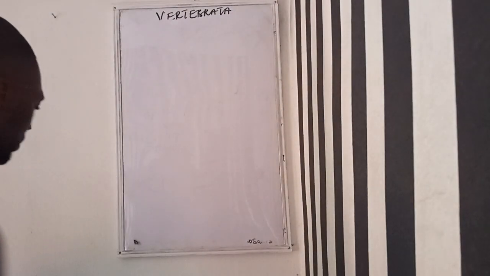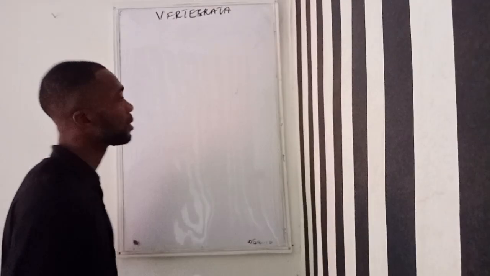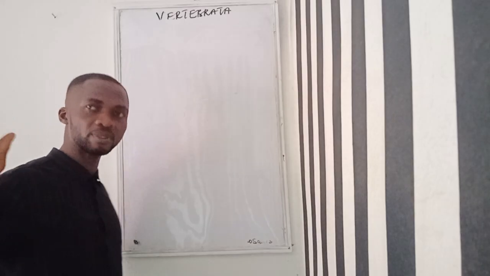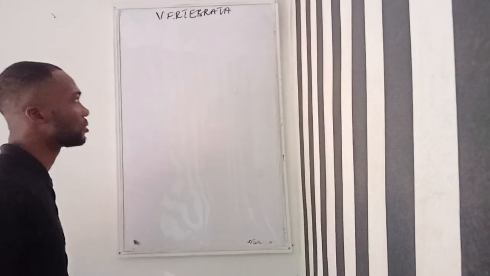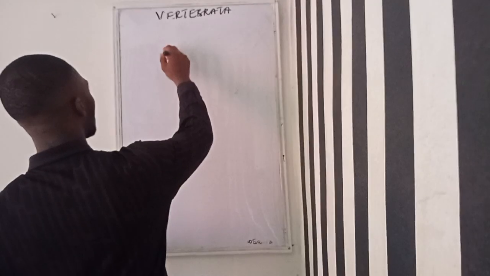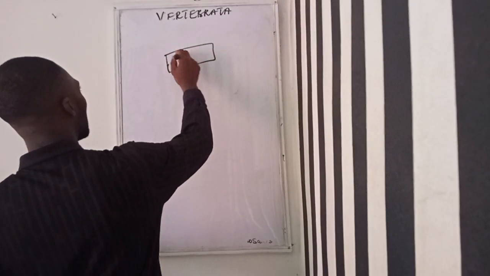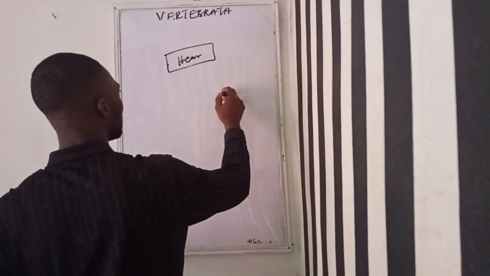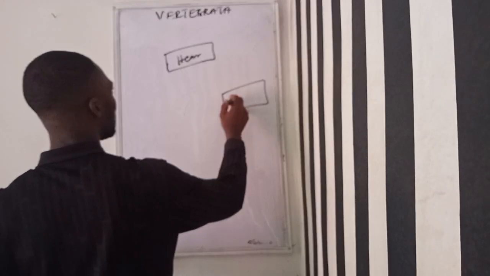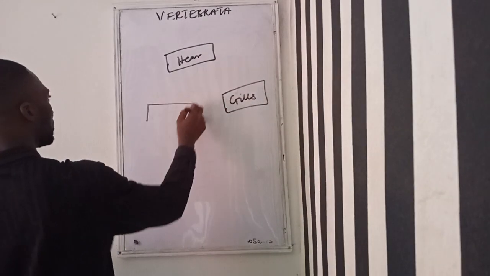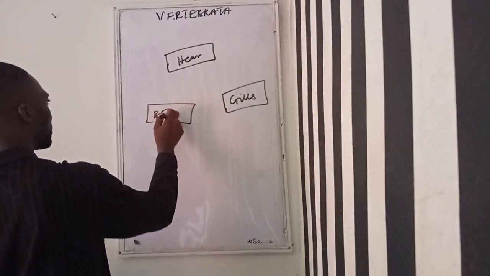So in terms of circulation, there's what we call single circulation in fishes. Then in amphibians, reptiles, aves and mammals, they undergo what we call double circulation. For fishes, it's a very simple one. We have the heart, we have the gills, and we have the body.